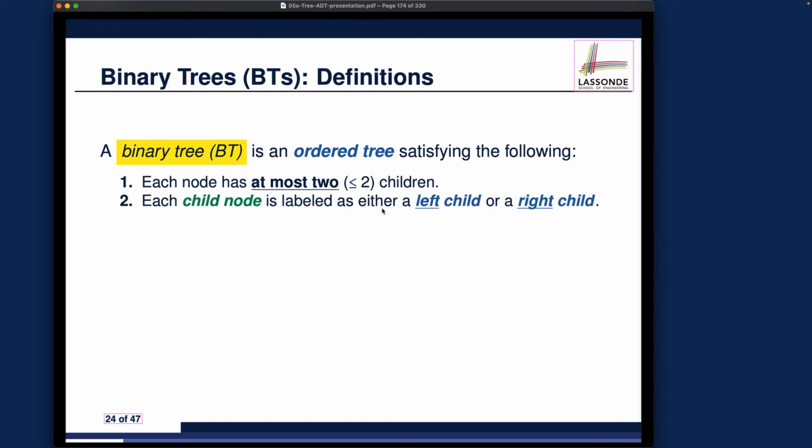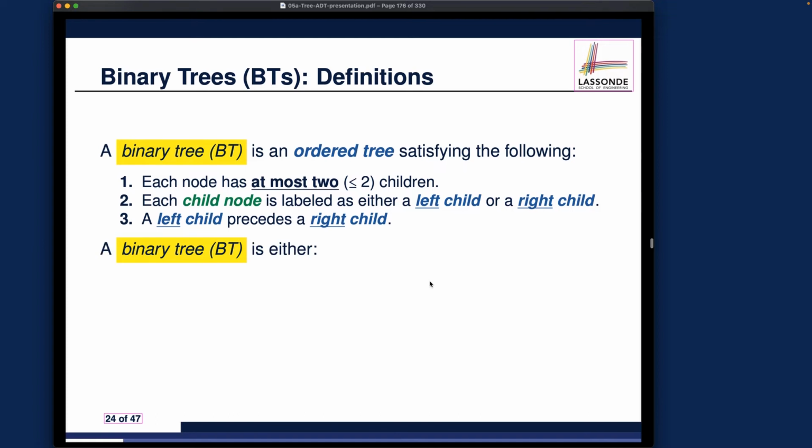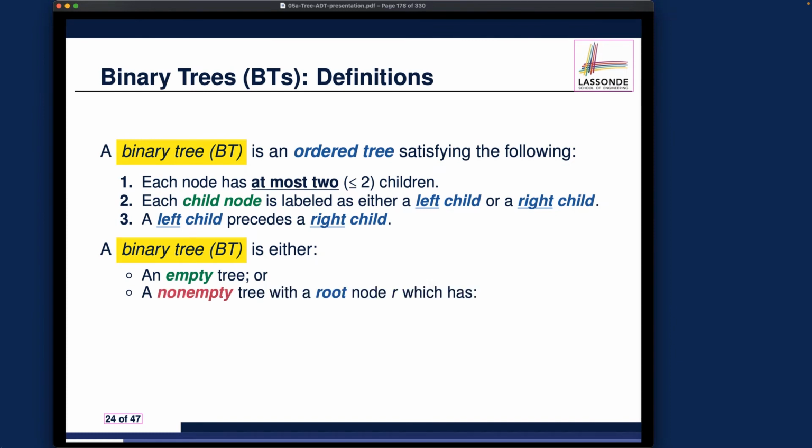And each child node is labeled as either the left child, which will be the first child, or the right child, the second child. I'll visualize this very soon. And a left child precedes a right child, which means it comes before. That's exactly where the order comes from. And let's now try to define the notion of a binary tree recursively. Right? Either we have the empty case or we have the non-empty case. Let's visualize this right away.